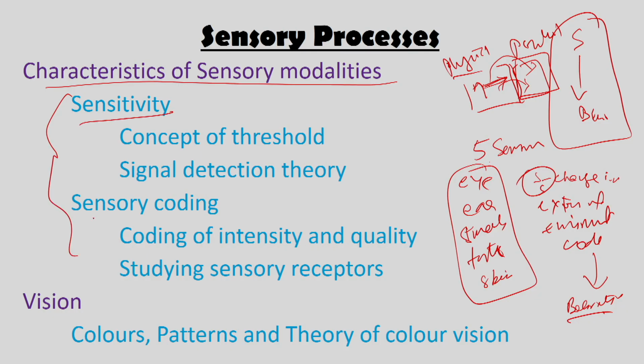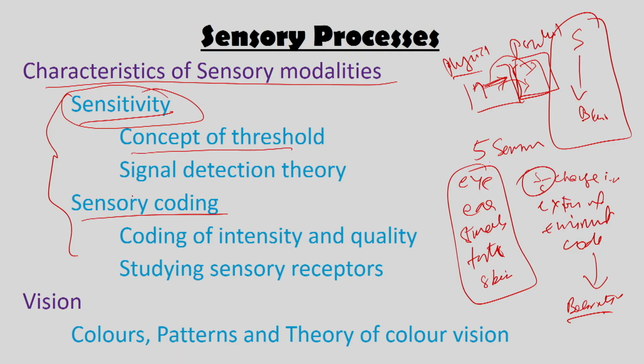Next, we looked at how a sensory modality really functions, and within that we looked at what sensitivity and sensory coding are. In any sensory system, sensory receptors have to have certain properties. One of the properties a sensory system has to have is called sensitivity. The more sensitive a sensory receptor is, the better its chances of detecting changes in the external environment, and sensitivity is then explained in terms of threshold and signal detection theory.